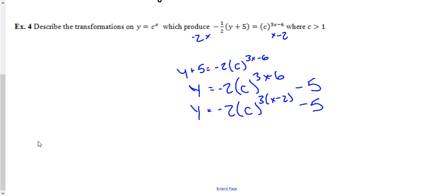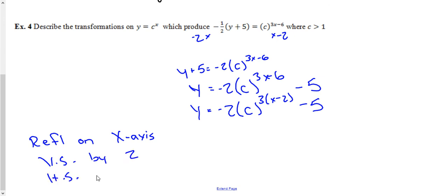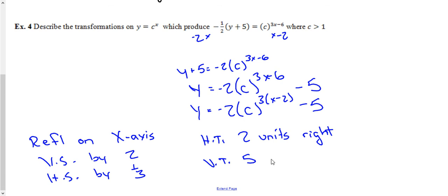Let's write down our descriptors. What do we have? We have a reflection on the x-axis. You have a vertical stretch by a factor of 2. You have a horizontal stretch by a factor of 1/3. You have a horizontal translation 2 units to the right, and you have a vertical translation 5 units down.